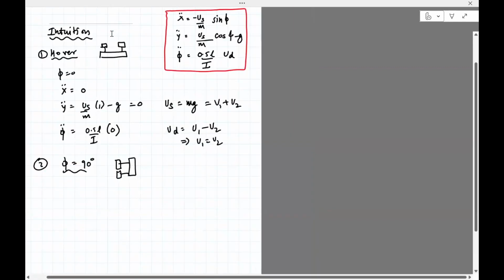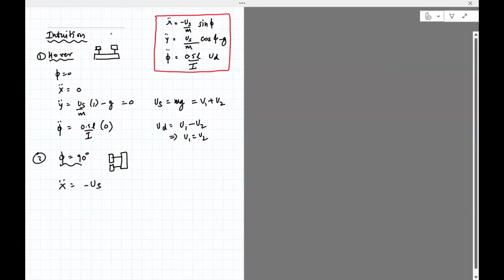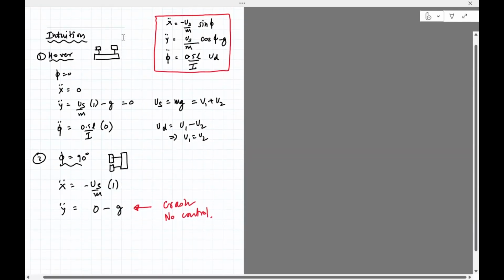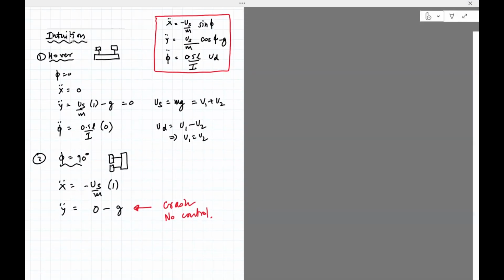Let's look at the equations we have. For x, we have x double dot equals minus u divided by m times sine phi, and sine 90 is 1. Y double dot equals cosine of 90, which is 0, minus g. Now look at this y equation in particular. Y double dot is minus g, and there is no thrust force appearing in this equation, which means that once the quadcopter or bicopter hits the 90 degrees position, it's just going to fly down. There's nothing you can do to control it. It's going to crash because there's no control in this equation. So you never ever want the drone to be in this configuration because it will fall. Okay, now the third is what happens if phi is between 0 and 90 degrees.